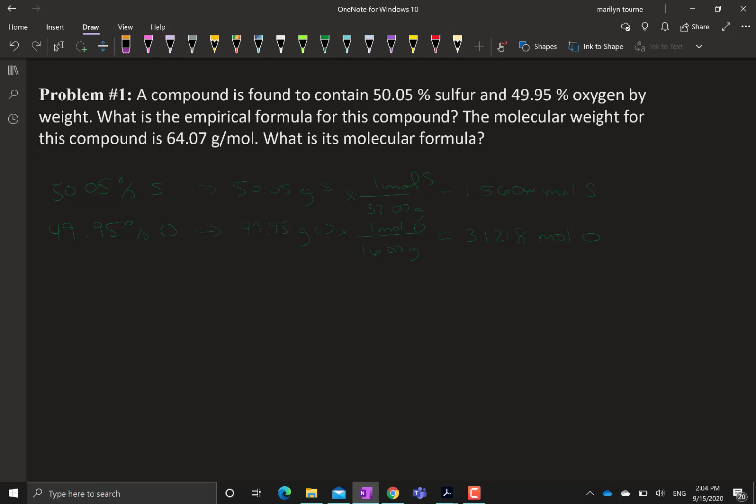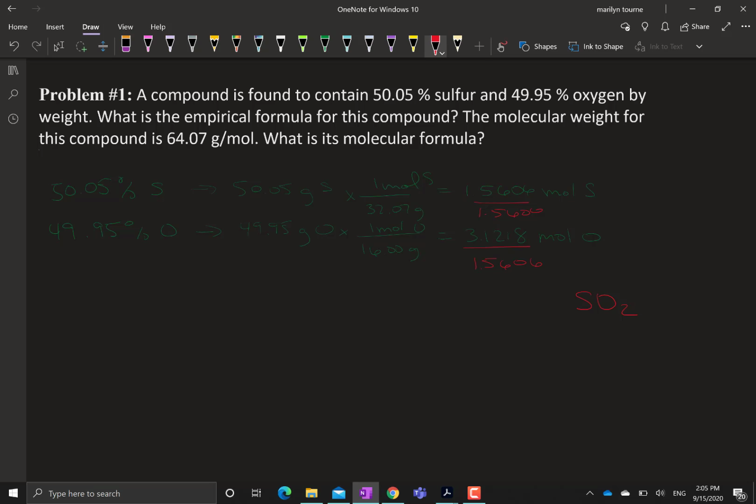Once you're here, you have to remember the whole point of the empirical formula is to find the lowest whole number ratio. So for you to do this, you would have to divide by the smallest mole that you have in the compound. My smallest mole is the moles of sulfur. So I divide everybody by 1.5606. That'll give you the empirical formula of this compound. If you do that, you have S is equal to 1. So that tells you that you only have 1 sulfur in this compound. And if you do the division problem for oxygen, you'll see that it equals 2. So the empirical formula of this compound is SO2, sulfur dioxide.